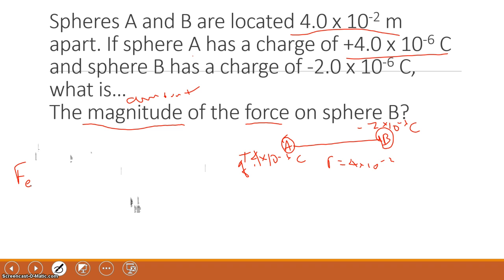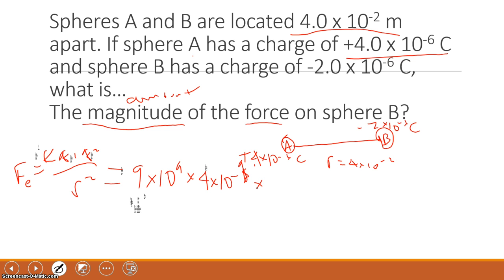Well, we only really know one formula for electric force. It's K Q1 Q2 over R squared, which in this case would be 9 times 10 to the 9 times 4 times 10 to the negative 6 times 2 times 10 to the negative 6. Notice I didn't put it in the negative. Divided by 4 times 10 to the negative 2, and then you square that.